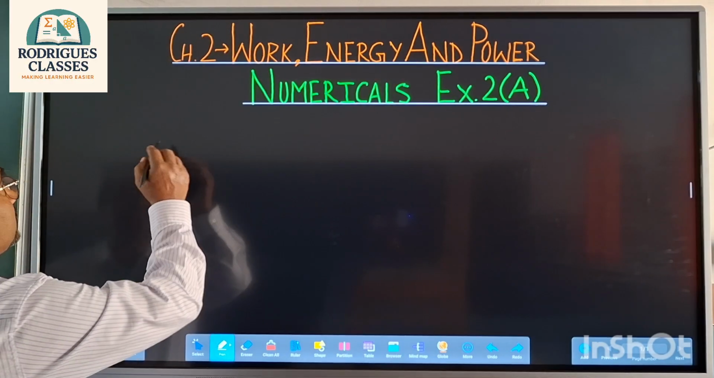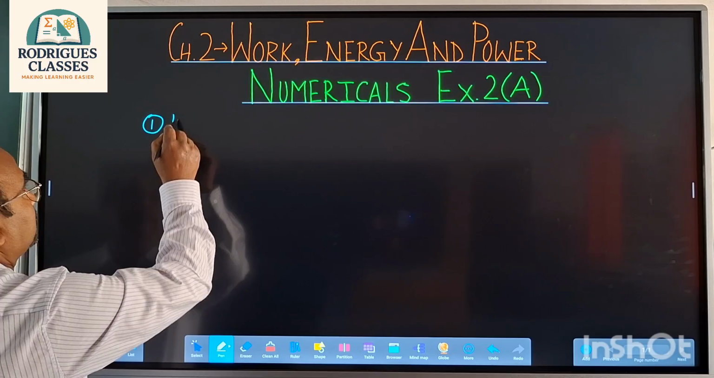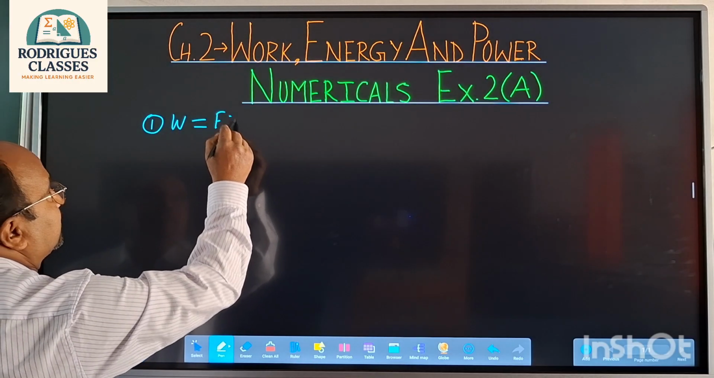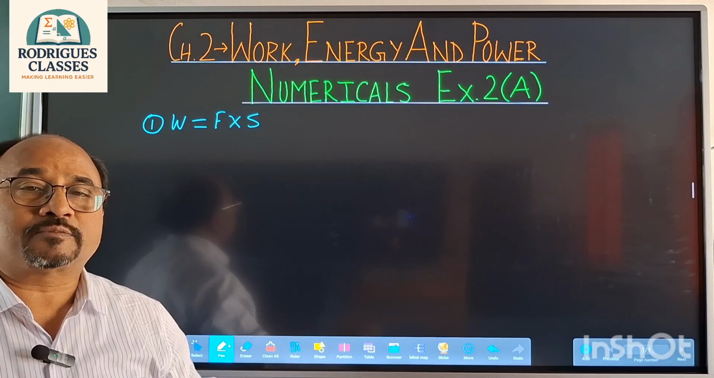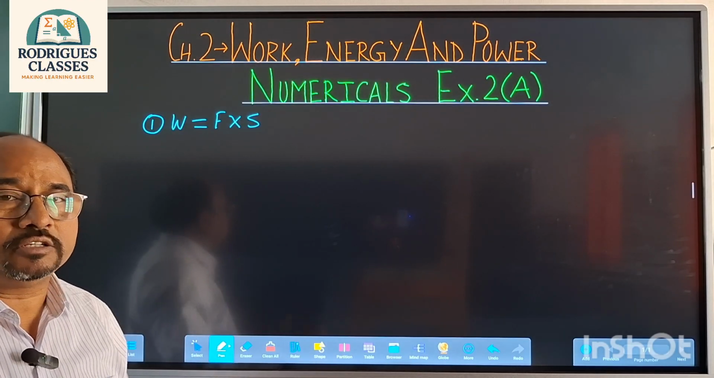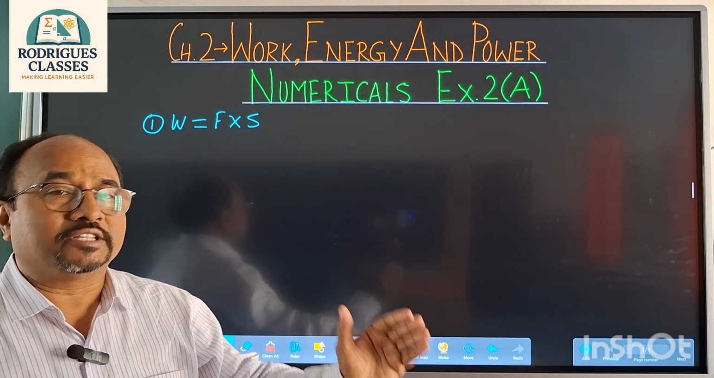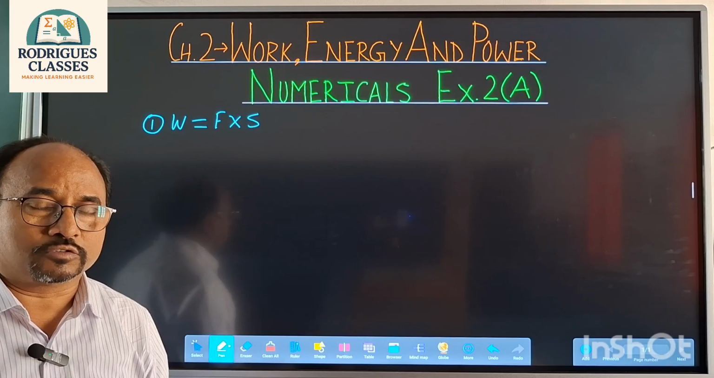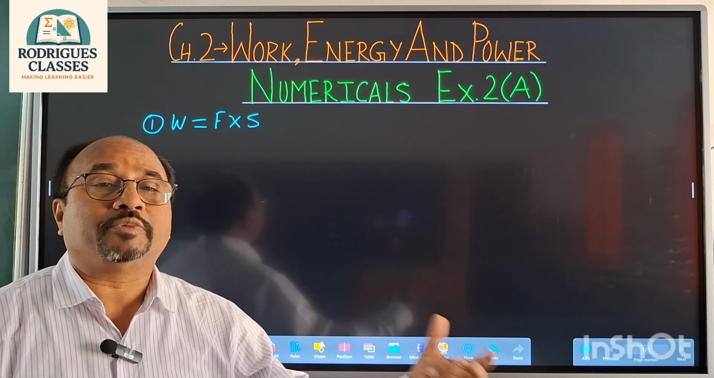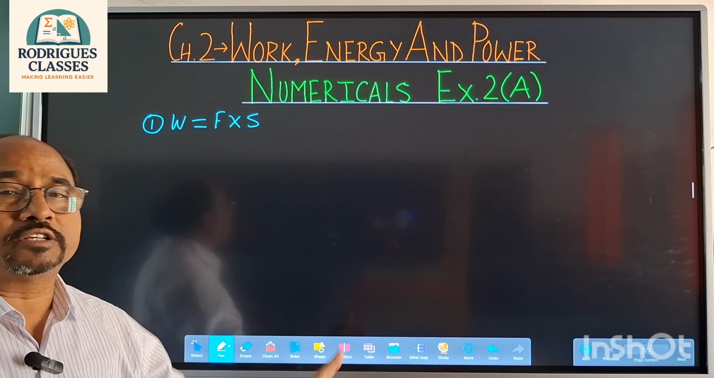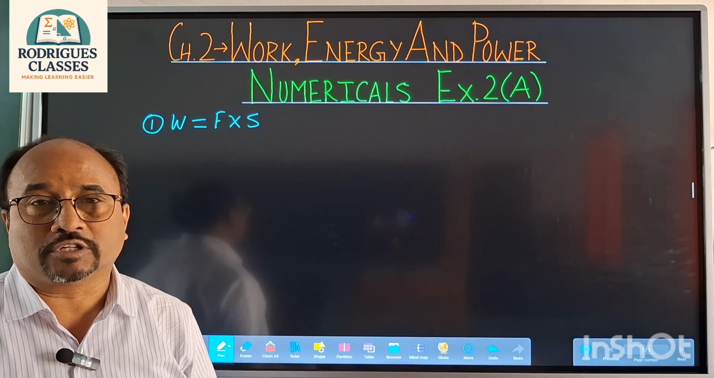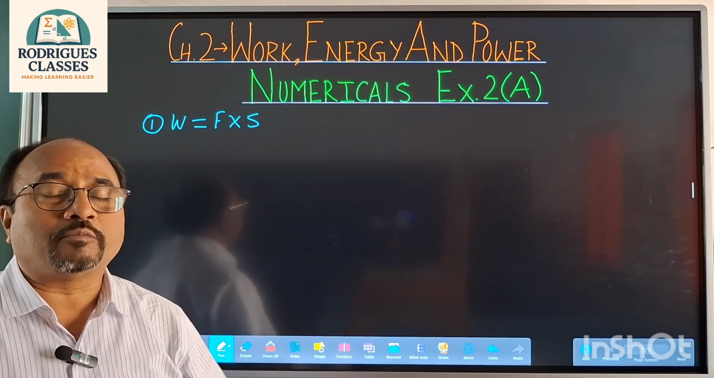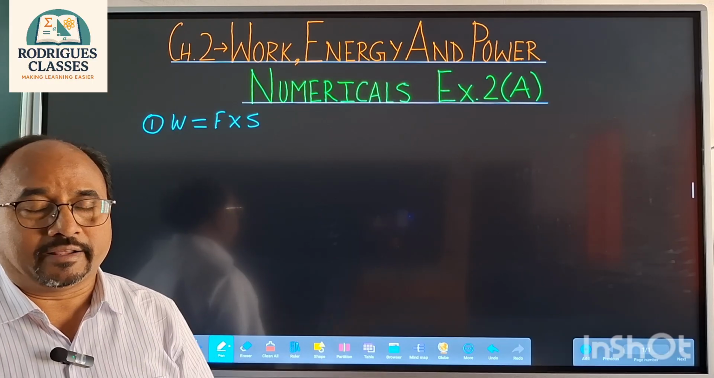So to start with, we know that work done is equal to force into displacement, when the force and the displacement are in the same direction. So we multiply the force with the displacement in the direction of the force. Then we take the work done to be positive. We can use the same formula also if the direction of the force and the displacement are opposite to each other. Use the same formula, but the result will be written in negative.